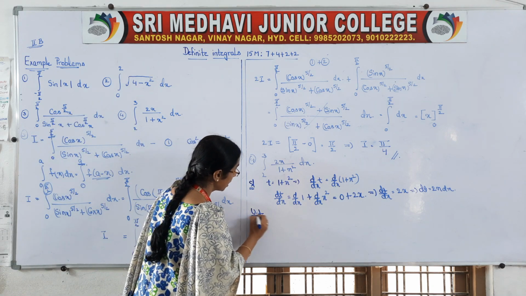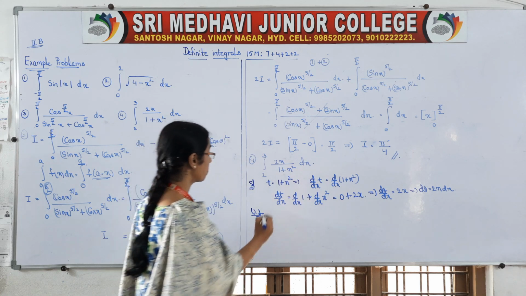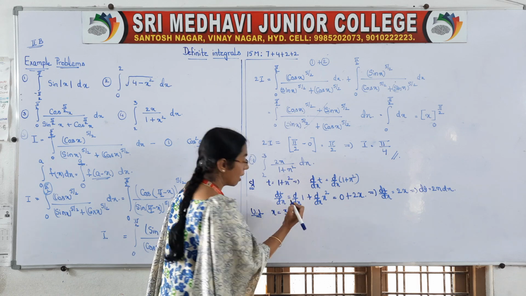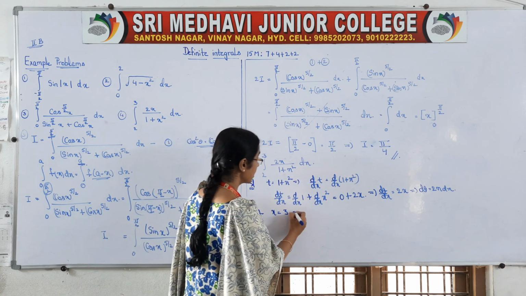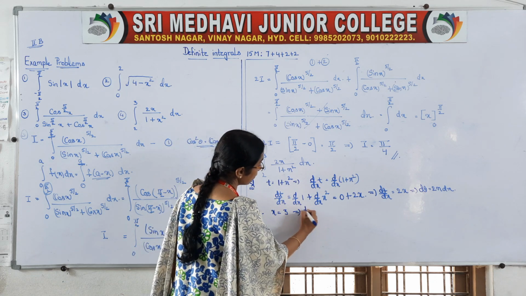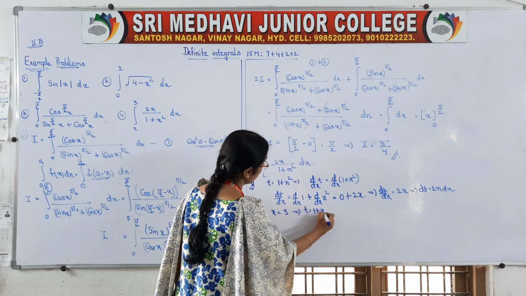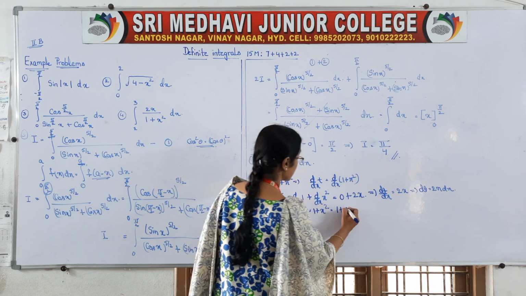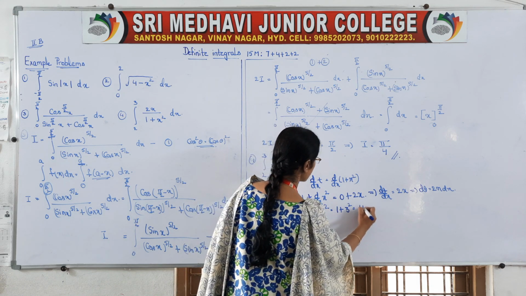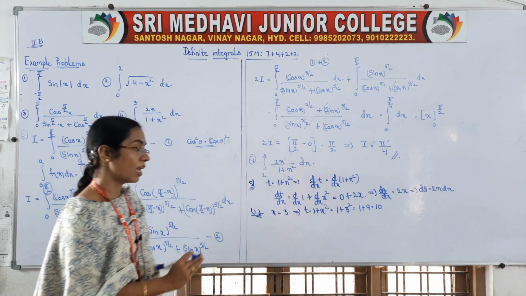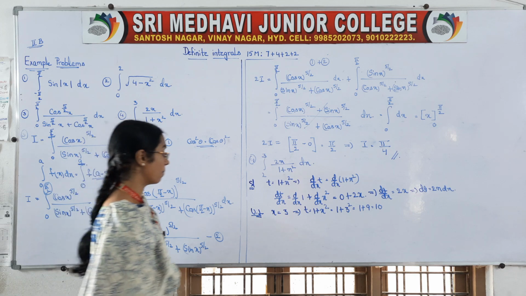See, the upper limit. First, what is the given upper limit? It is x is equal to 3. Substitute this x is equal to 3 in your t value. What is your t value? t is equal to 1 plus x square, that is 1 plus 3 square. What is that? 1 plus 9 is equal to 10. So now your t value is 10, the upper limit.